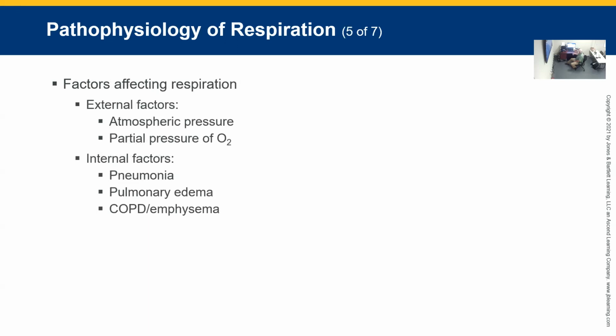Some external factors, atmospheric pressure. Let's say you decide you want to go skiing in Colorado and you're at 15,000 feet. The oxygen pressure is very, very low out there. Instead of it being 21%, it may be 15%. Your body is used to 21%, so it has a lot of problems because it's just not used to it.